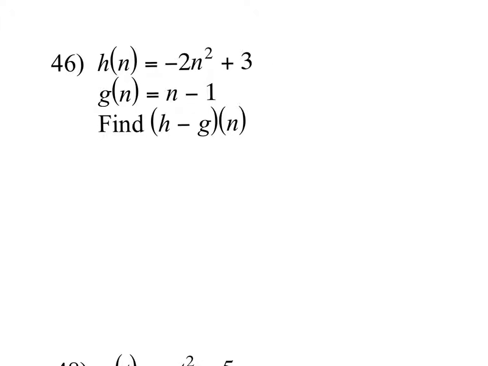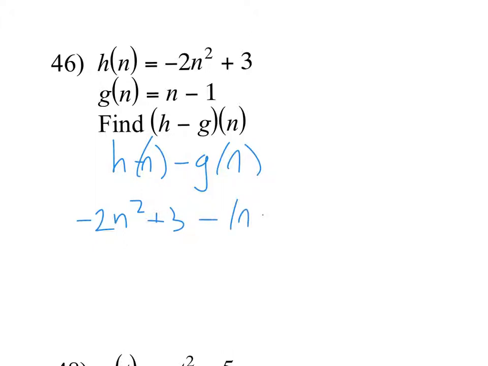Looking at 46, h minus g of n, that's the same thing as h of n minus g of n. So negative 2n squared plus 3 minus n minus 1. This is really a combining like terms problem, so we've got negative 2n squared. Minus n would be the next thing, and then we've got minus minus, which is really plus 1. 3 plus 1 is 4.